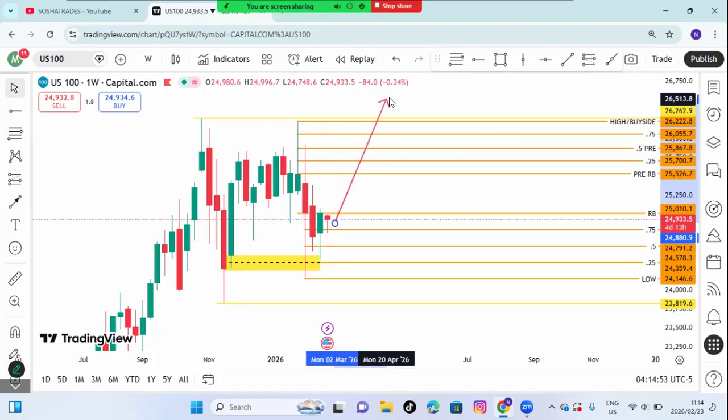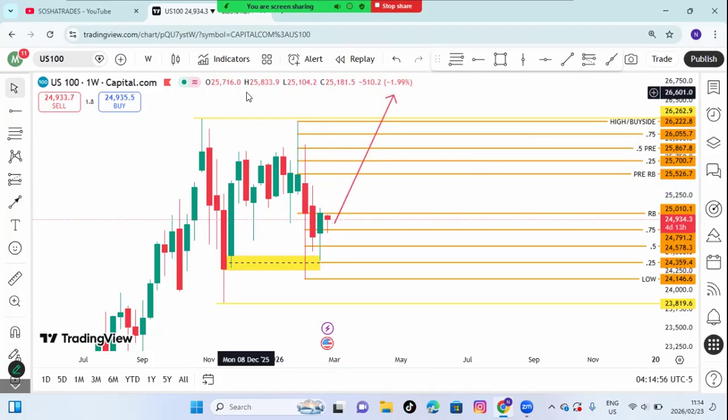Because for me, there's a lot of liquidity resting here. There's a lot. Millions and millions of dollars resting there. So as you can see, even this is a high and a high. So these are two relatively equal highs. So here, there's just a lot of liquidity resting above.